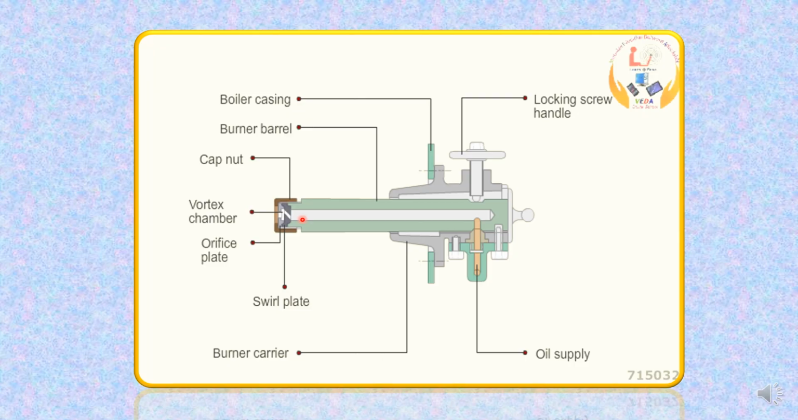Here you can see the swirl plate arrangement in which the angled holes are provided, and you have the orifice plate also fitted in which you have the small hole provided. During the maintenance we have to clear this out, because when heavy fuel oil is being used, finally this is going to be choked, not completely, sometimes partially also. And this is the cap nut which I was talking about. This cap nut is completely keeping the swirl plate as well as the orifice plate in place.